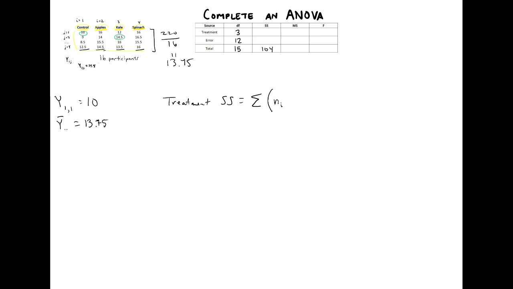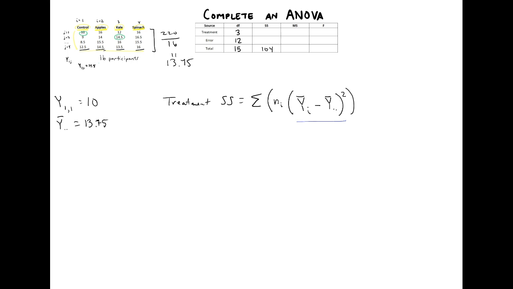So what we do is n_i, where n is the number of participants within an individual group, like the control group or apples group. So n_i is actually going to be 4 because we have 4 participants inside each group. We're going to multiply that by the y bar_i minus the grand mean y bar, and square that. We're going to take this first portion here, square it, then multiply it by n_i, which is 4. Then we're going to sum all of that up.